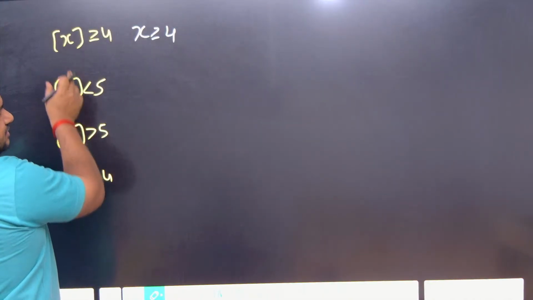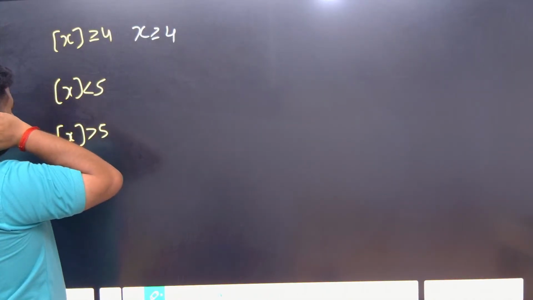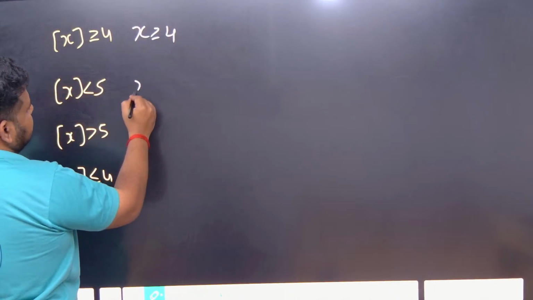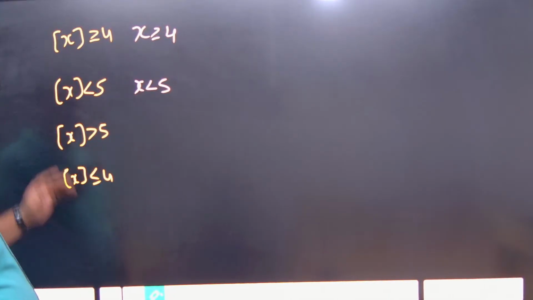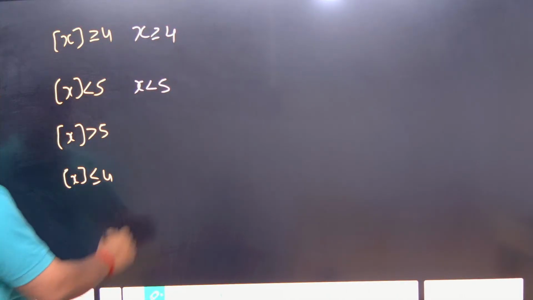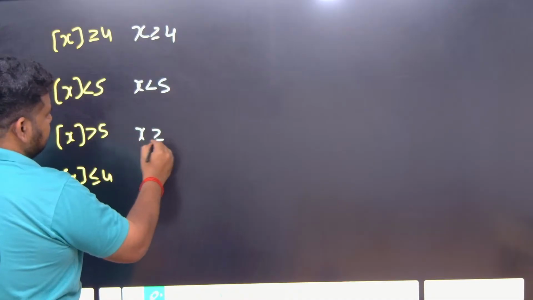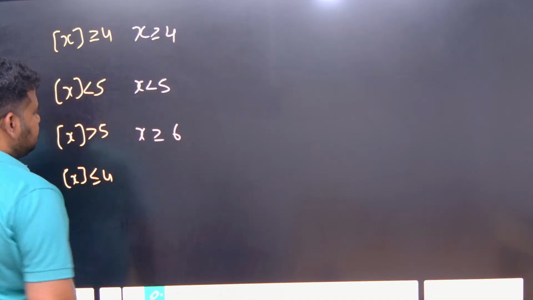Step of, not mod x, this is step of. Step of x is less than 5 means I can write directly: x is less than 5. Now step of x is greater than 5 means what will I write? x is greater than or equal to n plus 1, so 5 plus 1, 6.